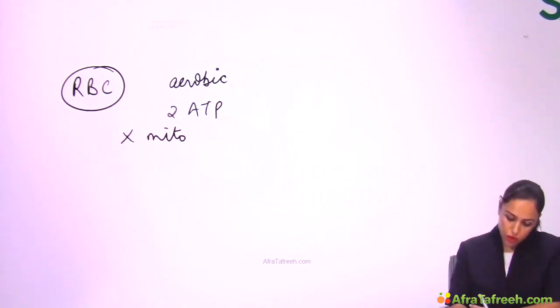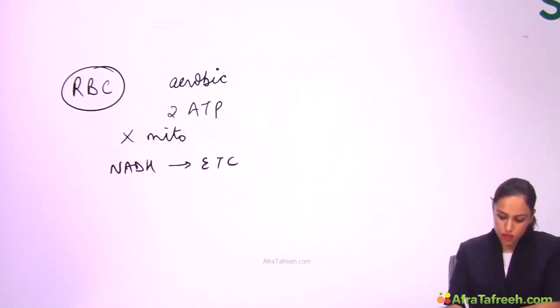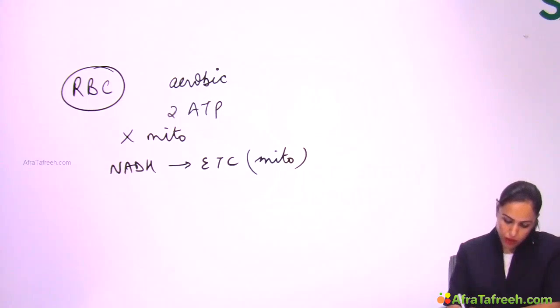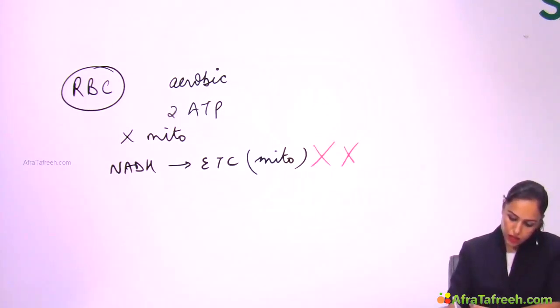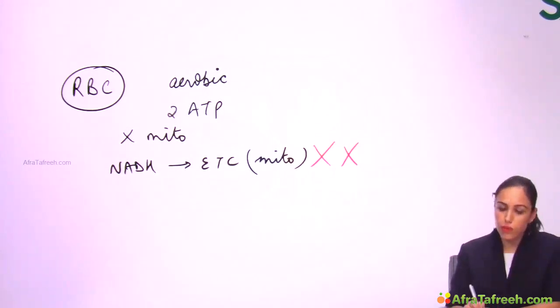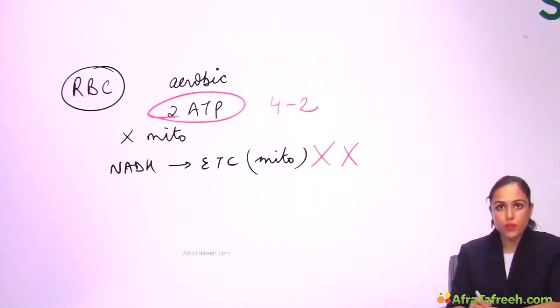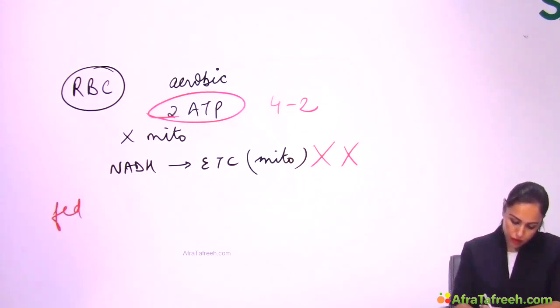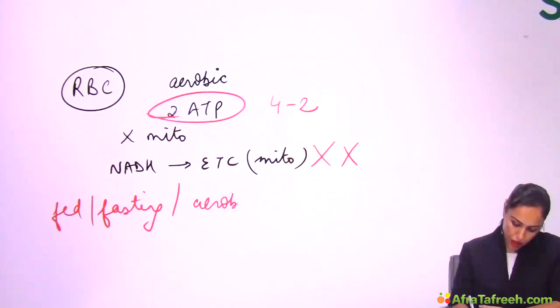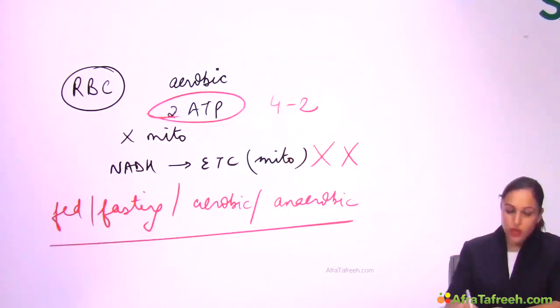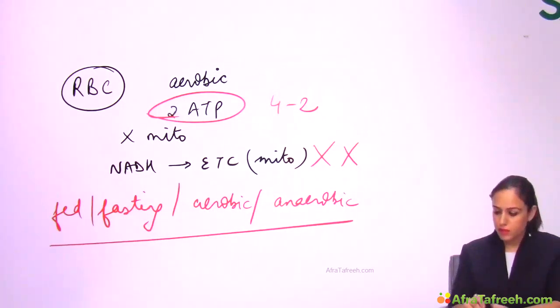When mitochondria is not there, that NADH which gives 5 ATPs via ETC, which occurs in mitochondria, can never give those 5 ATPs in case of RBC. So in RBC, energetics is always 4 minus 2, that is 2 ATPs. In the question, even if they write fed state, fasting state, aerobic state, anaerobic state, they are just using these words to confuse you. But whenever there is a question on RBC, you will say 2 ATPs, right?